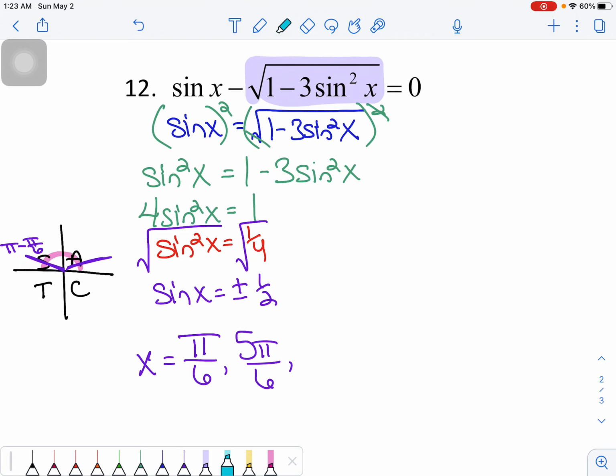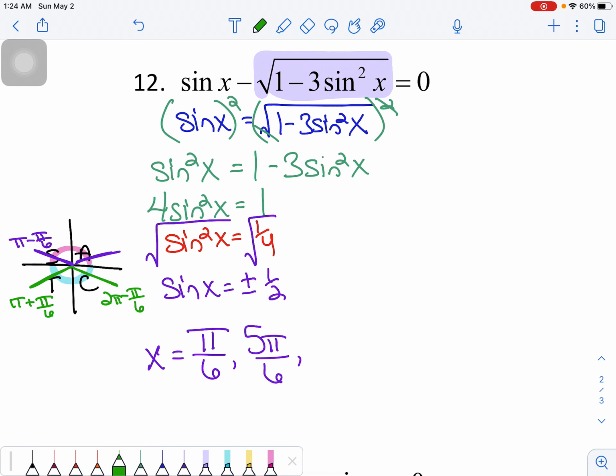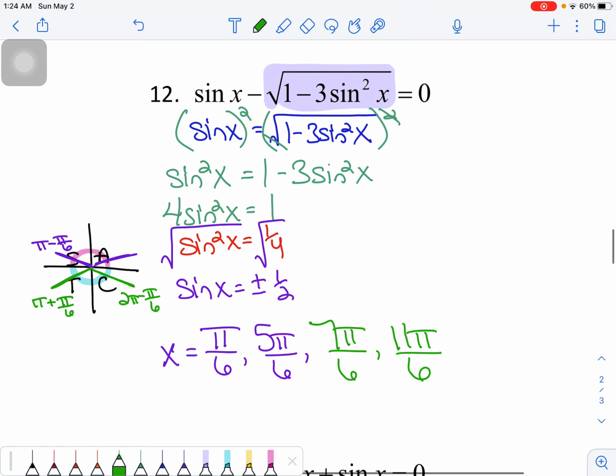But we also have negative sine values. Negative sine values are going to happen in the third and fourth quadrants. So let's figure those out. In the third quadrant, I'm going to take pi plus pi over 6. And fourth quadrant here, this is going to be 2 pi minus pi over 6. So those two answers are going to be 7 pi over 6 and 11 pi over 6.